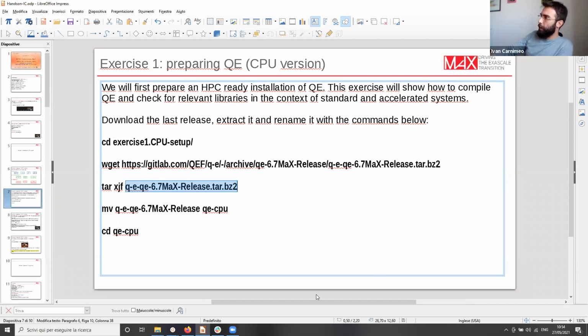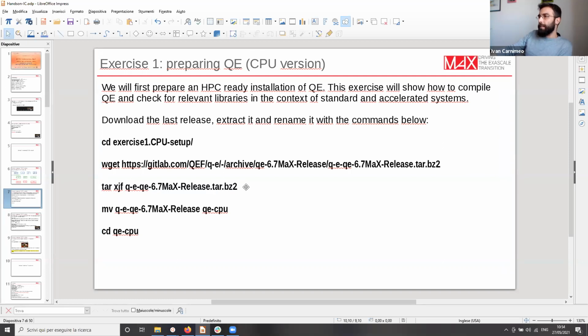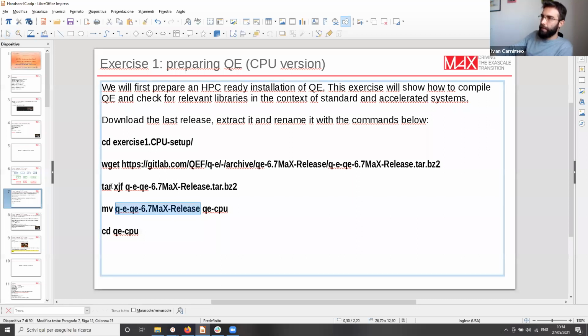Since this is an archive, we have to unpack it. So tar xjf is the command meant to unpack the tar file. Once you have done it, you can rename the folder for your convenience, because it is easier to browse inside and outside. This folder is created by this command here. So after you run this command, you will have this folder created on your system. You can rename it with mv to QE CPU and go inside QE CPU.